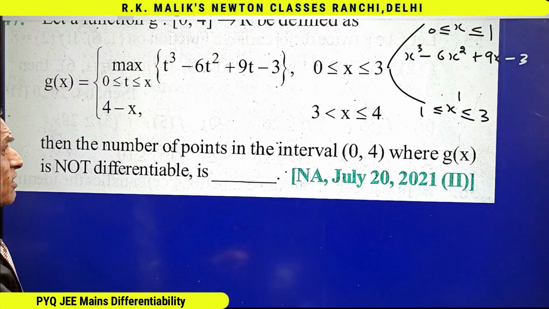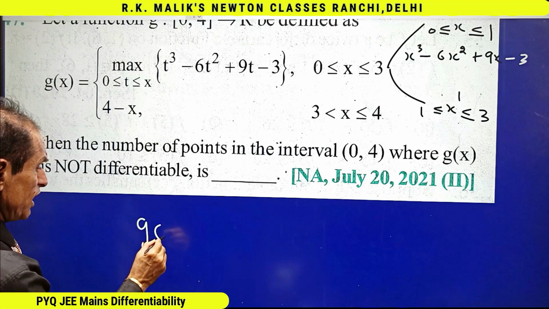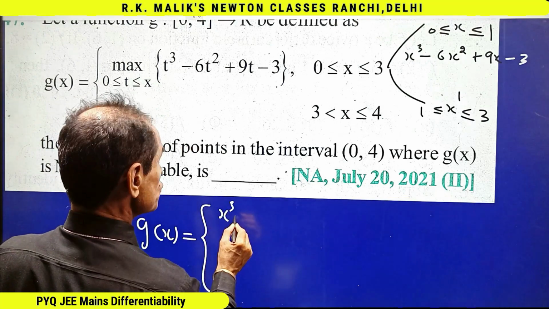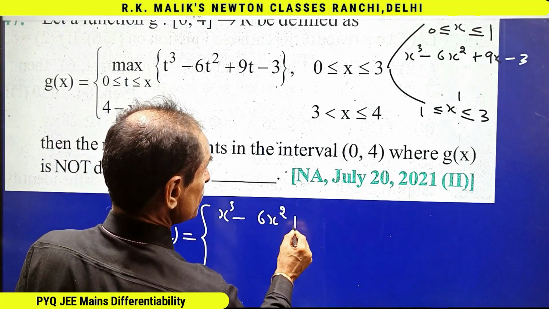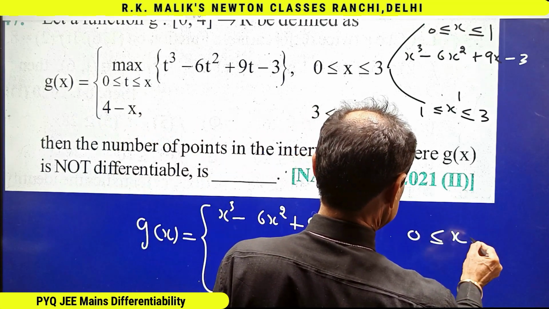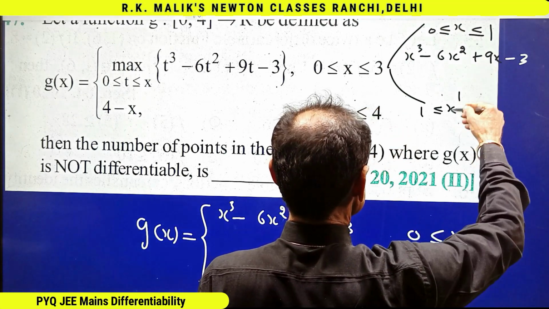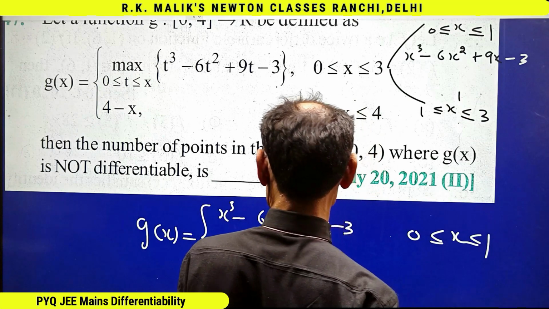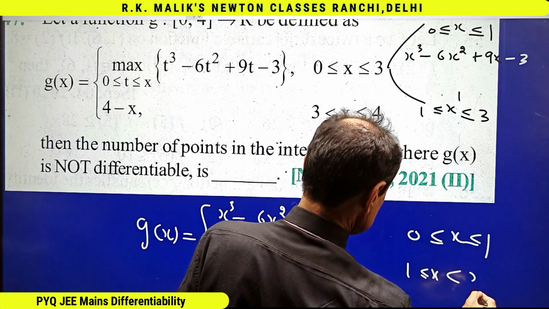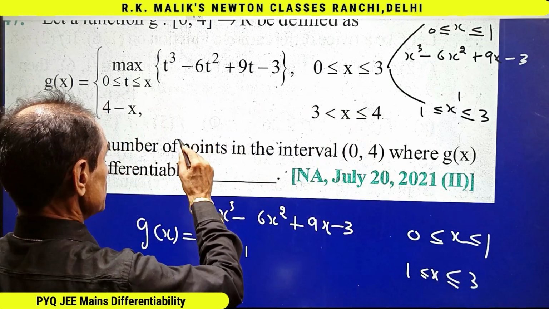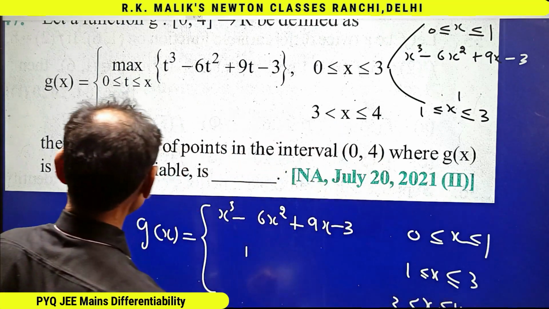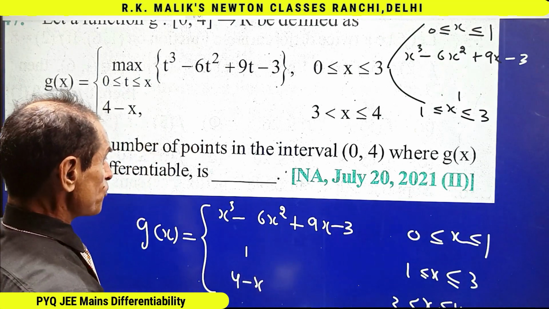Hence the value of g(x) in redefined form will be g(x) equal to x cube minus 6x square plus 9x minus 3, so far as x lies between 0 and 1. For x equal to 1, it is clear that both are giving the same answer. And 1 if x lies between 1 and 3. And if x lies between 3 and 4, the value of g(x) is 4 minus x.